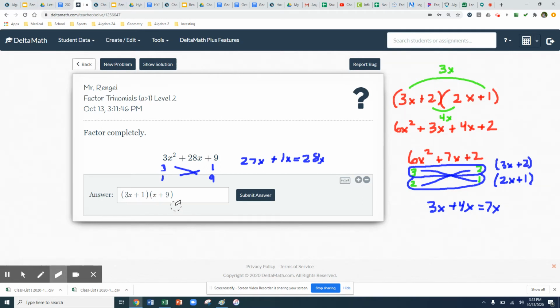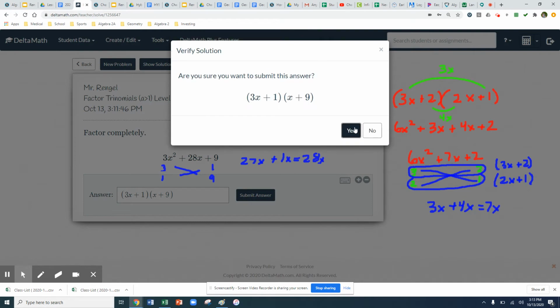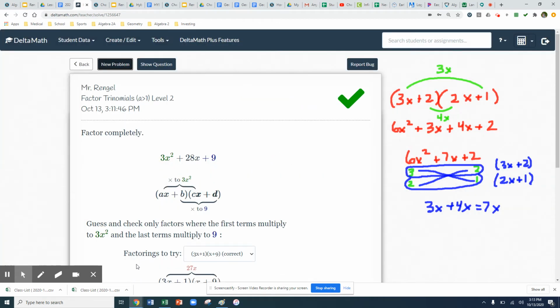So our top row is 3x plus 1. We got that entered. x plus 9. That should be our factors. And there we go. There's our result again. All right, let's move on to level 3.